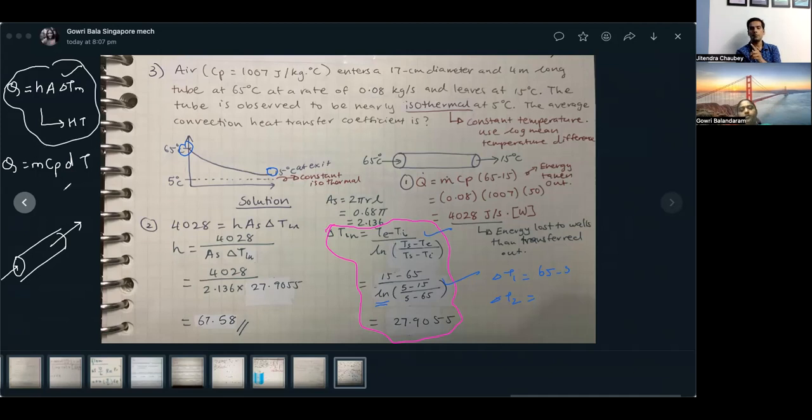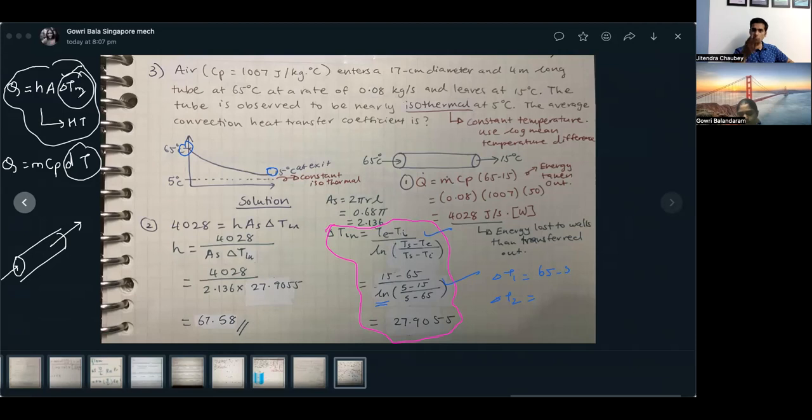Because it's for a particular object. In this case, dt is basically the temperature difference of the same body. In this case, the temperature difference is between the two bodies. So mCp dt is the temperature difference of the same body with time. It is a function of time. At the beginning of time, it will have some temperature. At the end of time, it will have some temperature. And that temperature difference is dt.